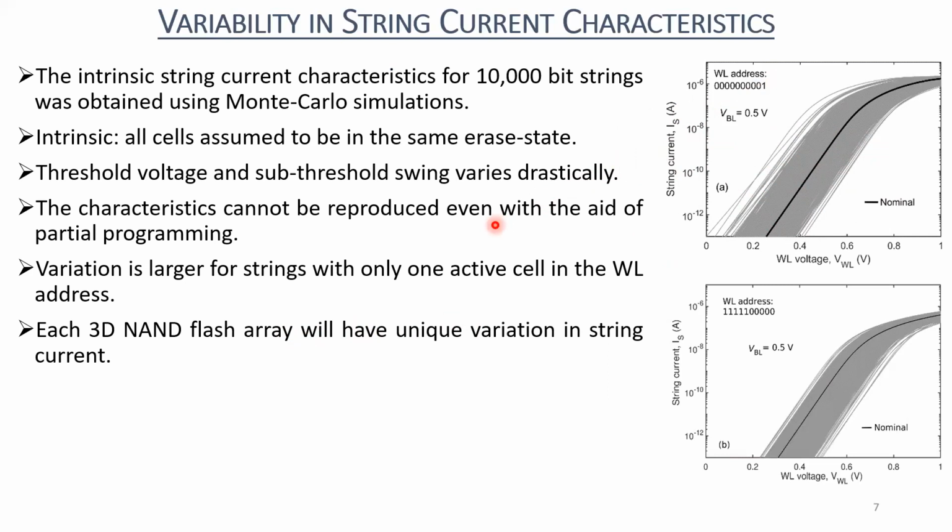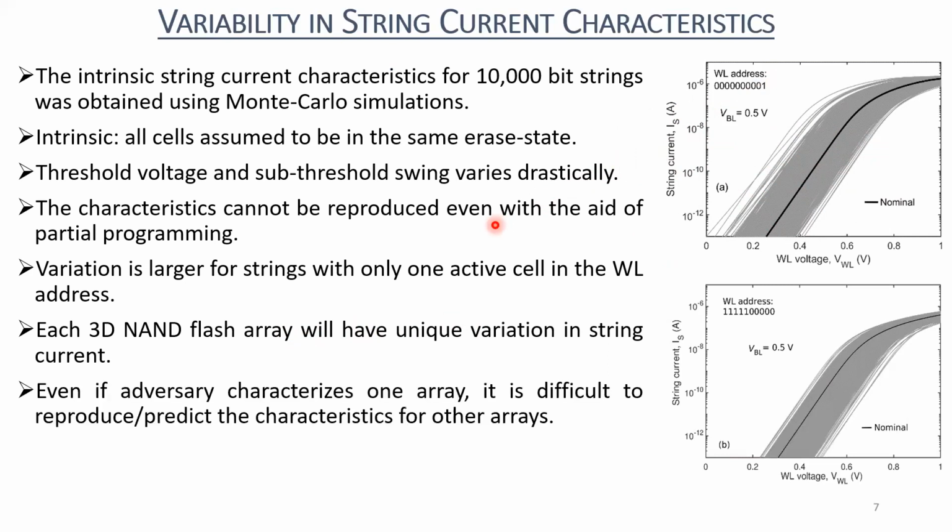So this is actually very unique. No one had actually characterized this before this work. This simply tells you that even if an adversary has access to one 3D NAND flash memory and he characterizes, let's say, this word line address 00001, he finds out that this is the kind of ID-VG behavior that we are getting. But if he gets another such PUF instance, which is made on another 3D NAND flash array, that array will be significantly different than this.